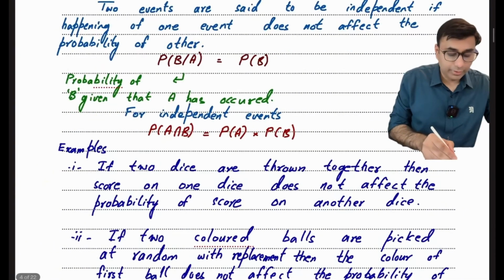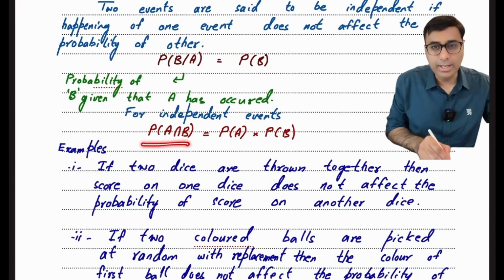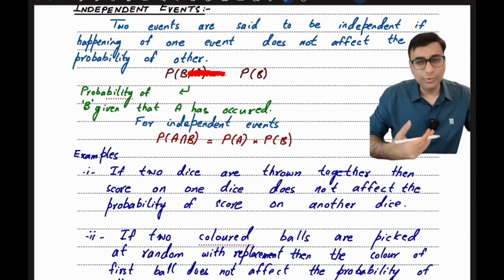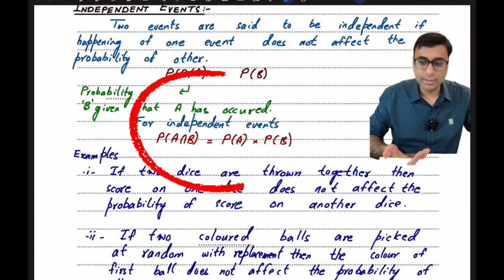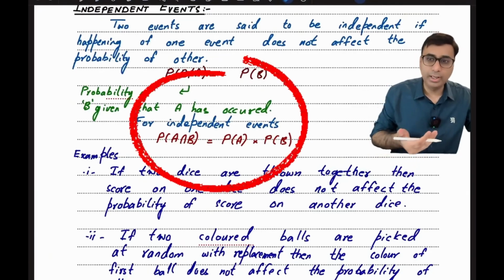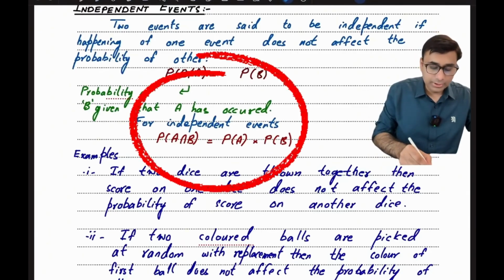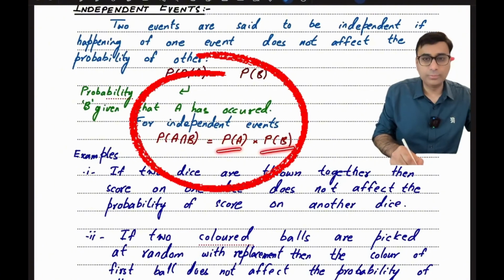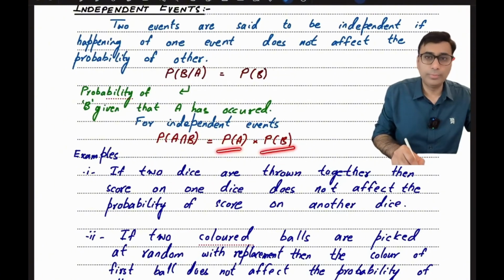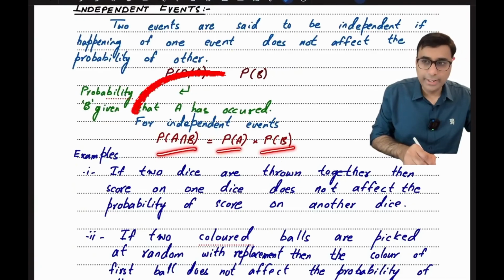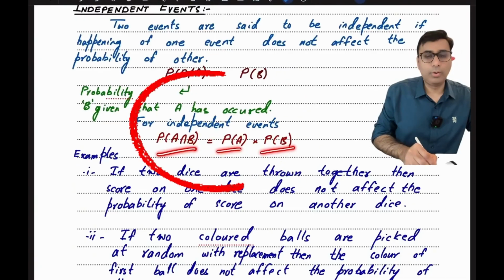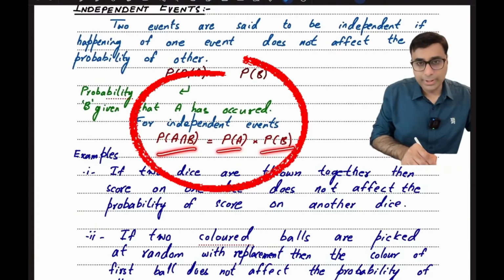If you have two events which are independent events and you want to find out the probability of A intersection B, that is the probability of A and B occurring together, then you can simply multiply the probability of A with the probability of B. So for independent events, the probability of A and B, or probability of A intersection B, is equal to the probability of A multiplied by the probability of B.